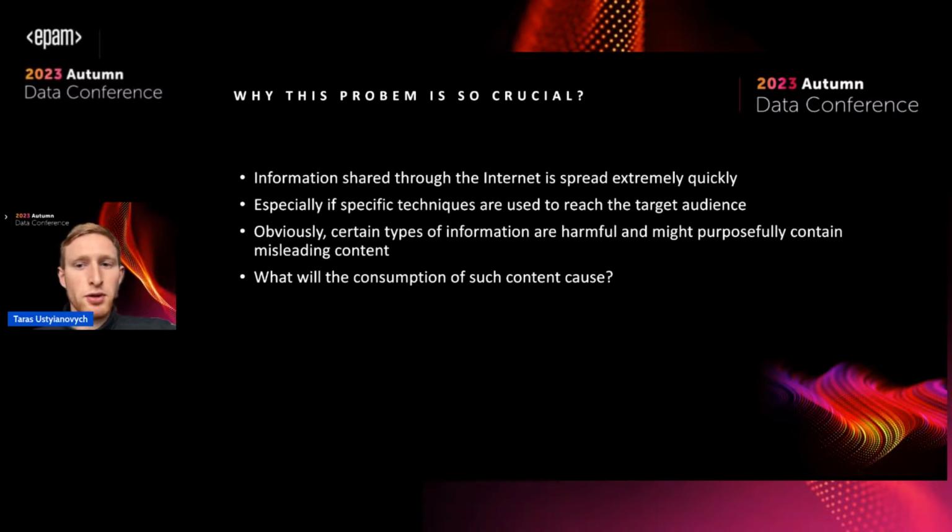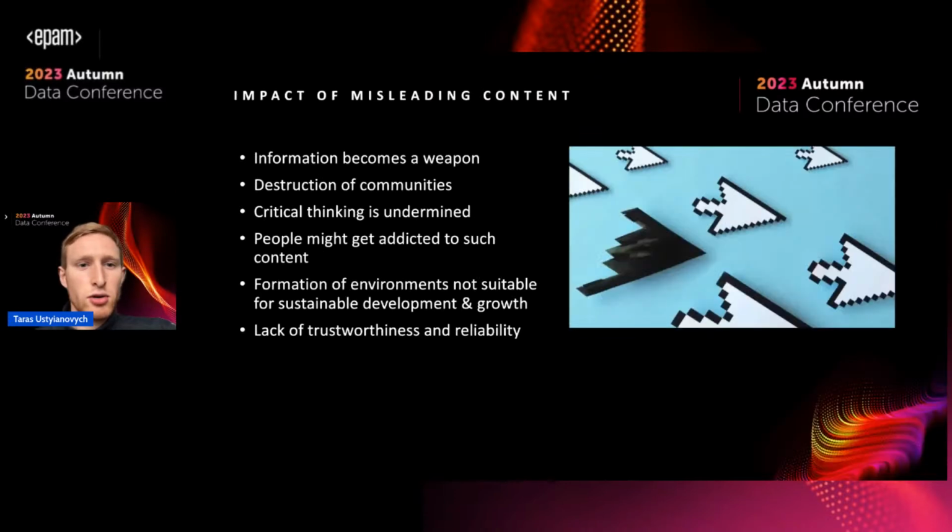Some of them might be harmful and specifically designed to mislead people. And my question would be, what might the consumption of such content cause? On the next slide, we're gonna figure this out. So you might think, but overall, first of all, information became a weapon. We have destruction of communities, no critical thinking, and the information space doesn't get trustworthy and reliable, and we don't know what might be the best source to consume really reliable information from.